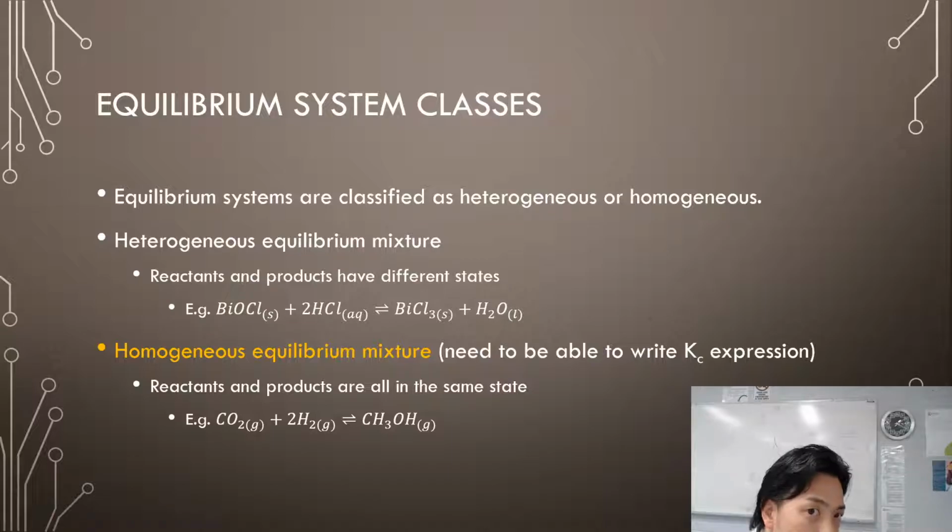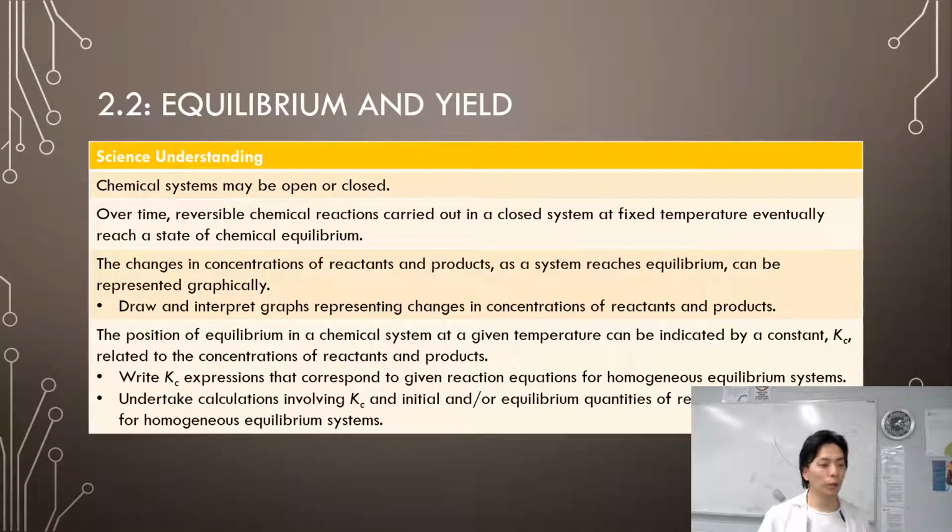To talk about the first 3 boxes. If things can escape, the system for the chemical reaction is said to be open. Whereas if nothing can be lost, whether it's products or reactants, you call that a closed system. Over time, reversible chemical reactions carried out in a closed system at fixed temperature eventually reach a state called chemical equilibrium, specifically dynamic equilibrium.